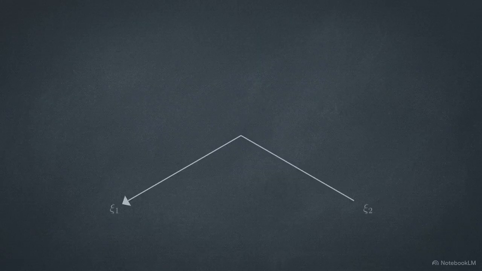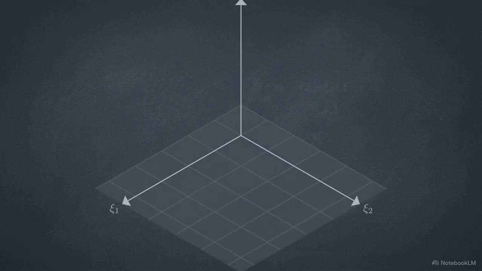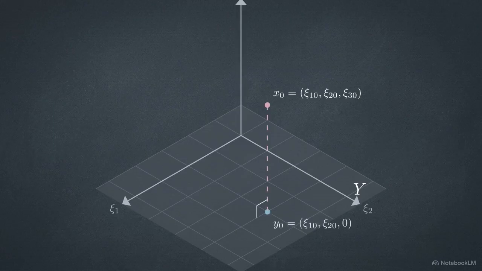Let's establish the baseline. This diagram shows a standard 3D Euclidean space. We have a target point x0, and our subspace y is the flat plane at z equals 0. To find the best approximation of x0 in y, we drop a perpendicular line to the plane. That single coordinate minimizes the distance, and that distance delta is simply the absolute value of the z-coordinate.